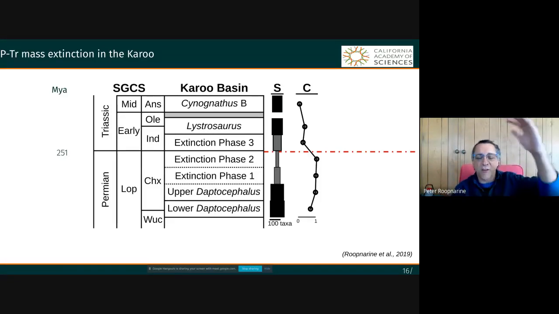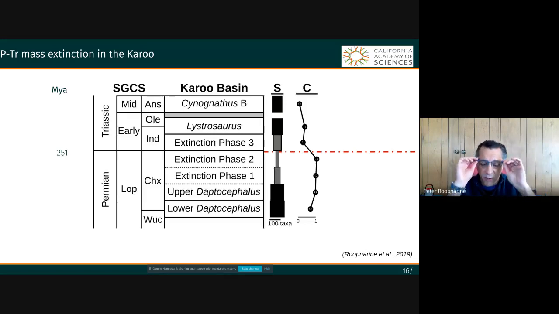So we're looking at a stratigraphic chart here. Read it from the lowest levels, which are the oldest. Going up the chart, we're moving younger. The red dotted line shows where we think the extinction boundary is. The lower Daptocephalus and upper Daptocephalus zones represent successive stages of this ecosystem. And then the extinction itself is broken into three phases, 1, 2, and 3. One is a first dramatic event. And that funky little bar chart there on the right shows changing species diversity.